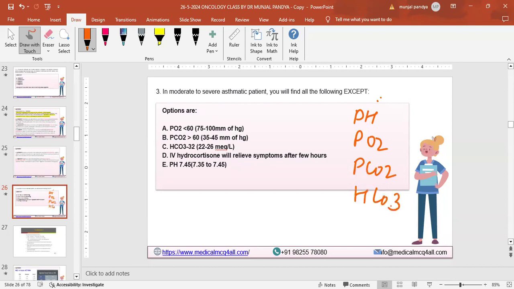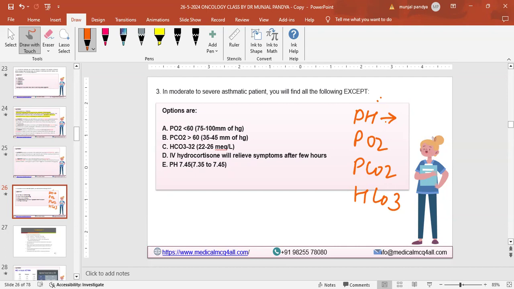Can you read these four things, Dr. Abhishek? Can you see well what I'm writing? Yes, sir. pH, PO2, PCO2. Let Dr. Abhishek answer. We'll come one by one. So what do you think? Forget about this MCQ options, everything.